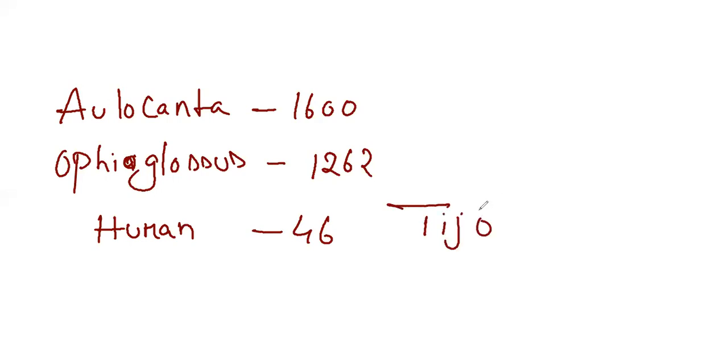2N means diploid and N means haploid. N means having a single set of chromosomes, and 2N means having two sets of chromosomes. The number of chromosomes will vary from species to species, but for a particular species, the number of chromosomes is static. For example, humans have 46 chromosomes, that is fixed. Ophioglossus has 1,262 chromosomes, that is also fixed. Holocantha has 1,600 chromosomes, that is also fixed.